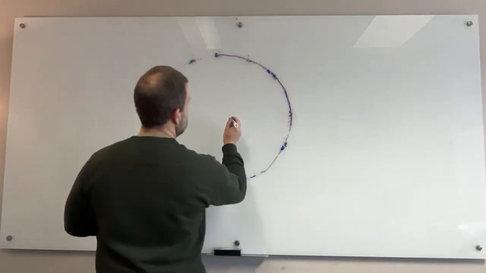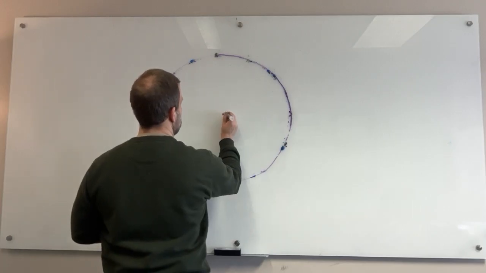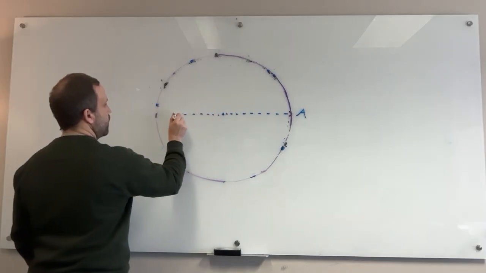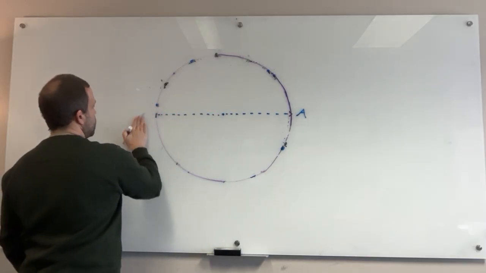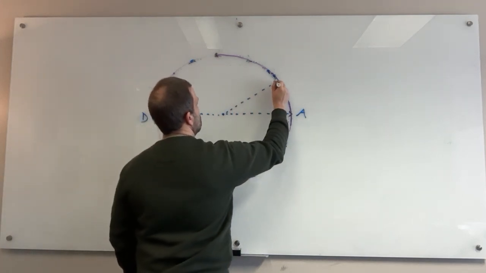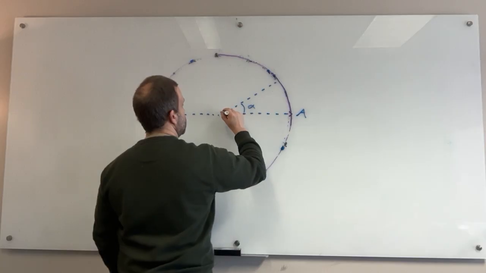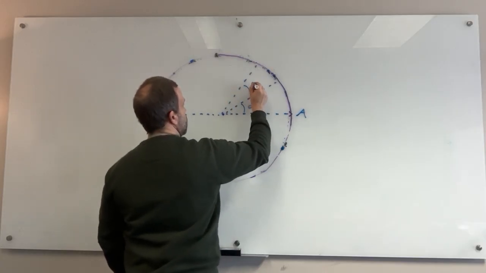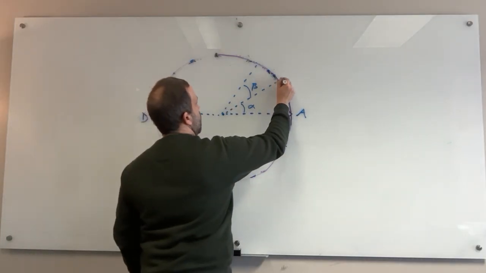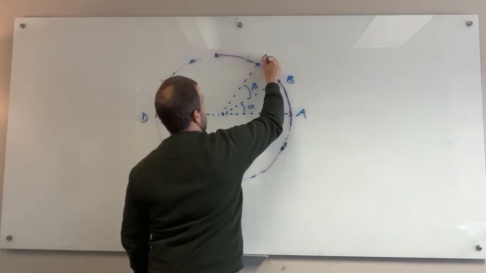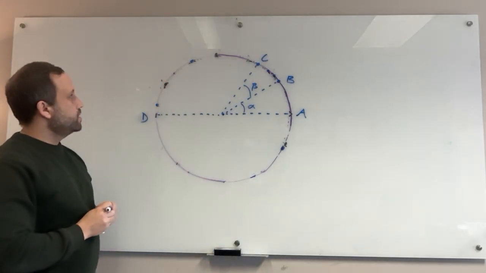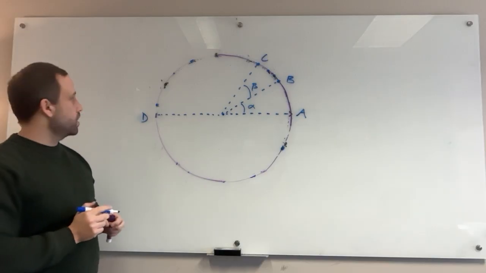All right, so let's say this is the center of the circle, and we're just going to draw a diameter. We're going to call this A, and we're going to call this D. And our first angle, this angle will be alpha, and then this angle here is going to be beta. So alpha goes from there to there, and beta goes from there to there. And this point is B, and this point is C. Now, A, B, C, D forms a quadrilateral, and so we can apply Ptolemy's theorem.